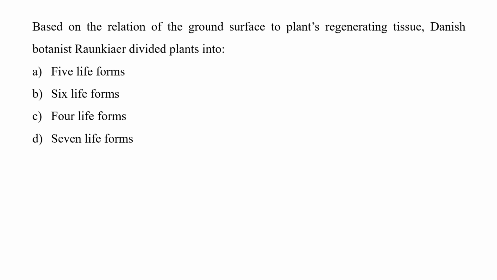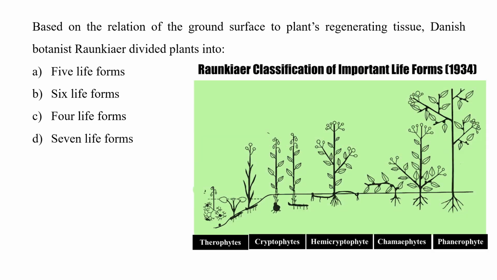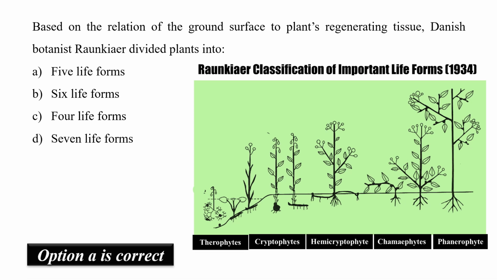So Raunkiaer was the scientist who classified the plants on the basis of the position of perennating buds on the plants and the degree of protection during adverse conditions. So, according to him, he gave five broad classifications. Like in the picture, we can see the first is phanerophytes, then chamaephytes, then hemicryptophytes, and the cryptophytes. In the picture, the cryptophytes have two pictures, one of a rhizome and one of a bulb. And last is therophytes. However, these also have some subclasses, but basically we have the five life forms. So the correct option will be option number A, five life forms.